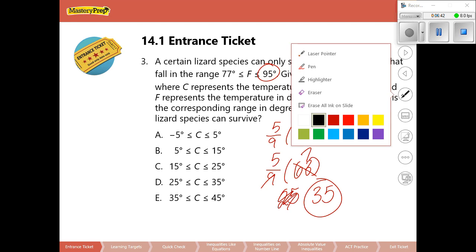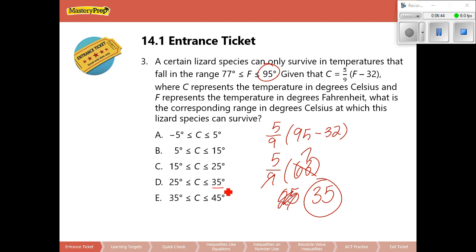So, well, we actually also do have 35 showing up twice as well. But we came from what? The max. So that means it has to be D, because D is telling us 35 is the max. E is telling us 45 is the maximum temperature. Now we could have done the same thing with 77 and actually gotten our 25. So it would have given us the low end, which would have also signified that one out.